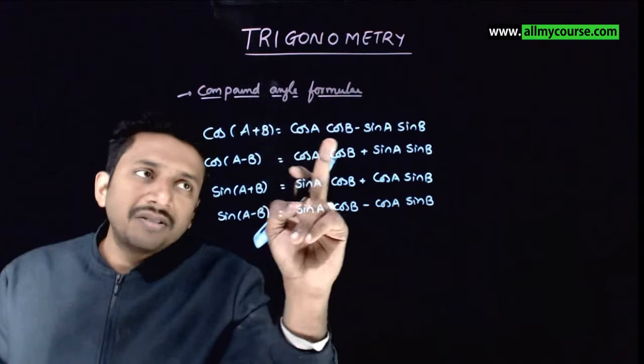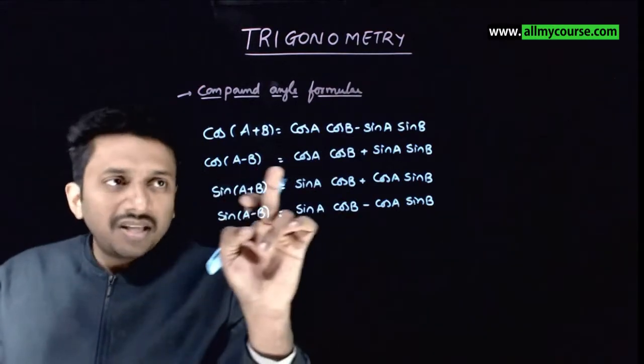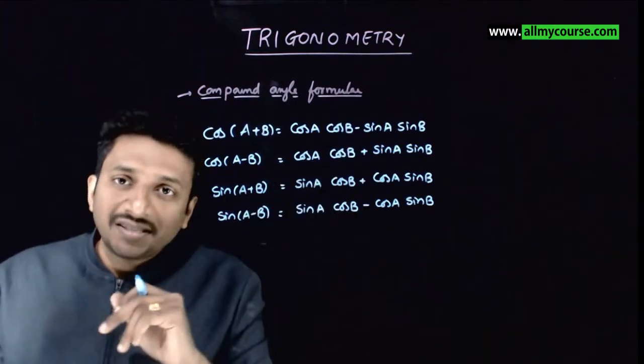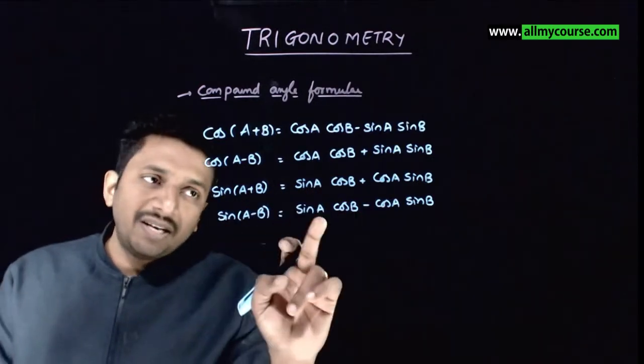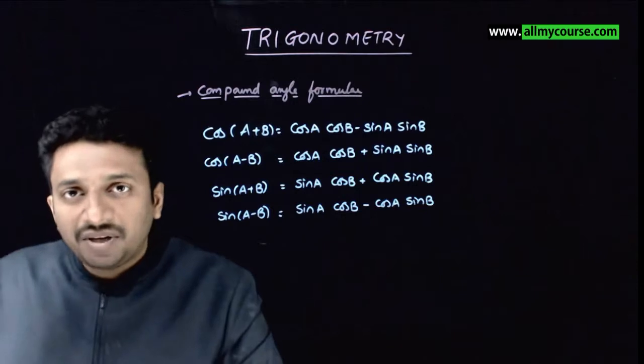Cos of A plus B is cos A cos B minus sin A sin B. Cos of A minus B is cos A cos B plus sin A sin B. Sin of A plus B is sin A cos B plus cos A sin B. Sin of A minus B is sin A cos B minus cos A sin B.